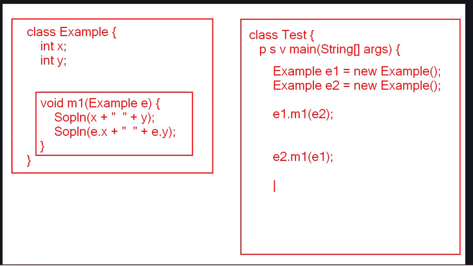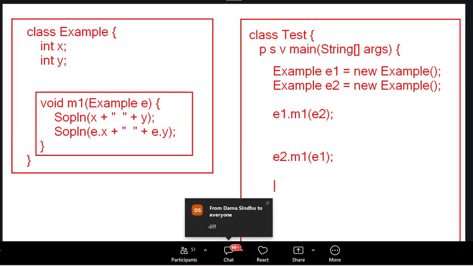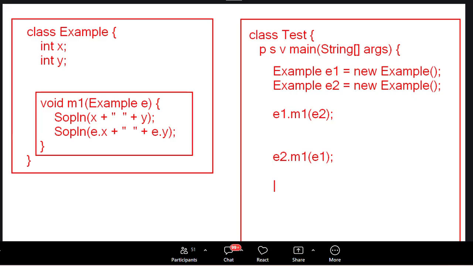But is the output the same or different? Different. When positions are changed, is the logic changed or not? And tell me, the first line now reads from the E2 object. The second line reads from the E1 object. The first line refers to the current object, the second line refers to the argument object. Now confusion starts.